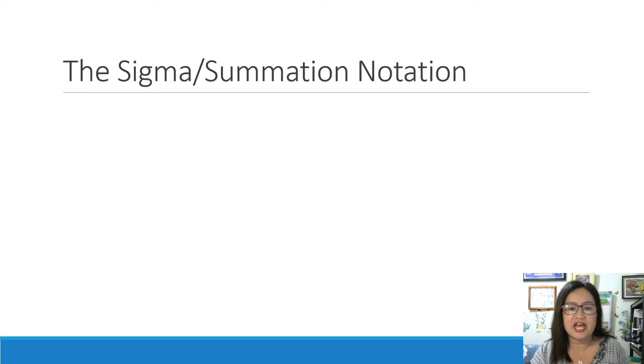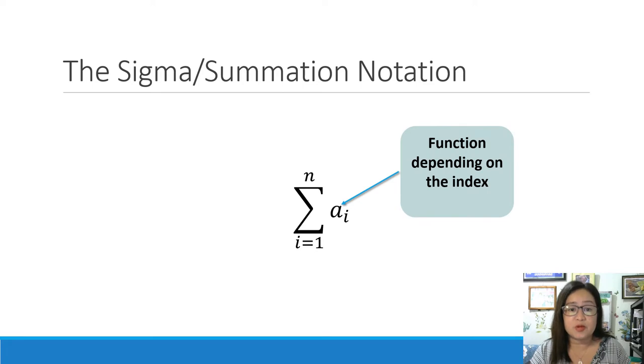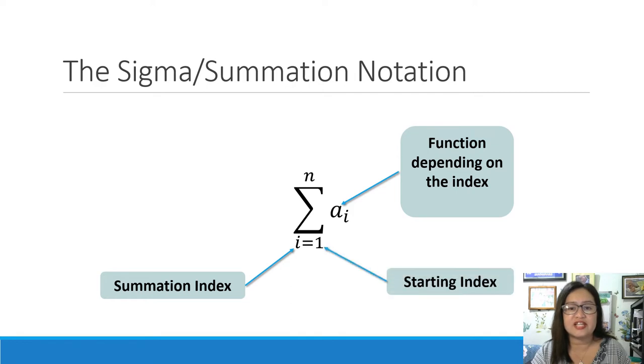Let's take a closer look at sigma notation. We use the Greek letter sigma to indicate a sum of outputs of a function. The expression a sub i indicates the function depending on the index, whereas i is the summation index. Letters such as j and k are also used as summation index. Anyway, there's no restriction about which letter is to be used as summation index. You can even use the initial of your name. The number equated to the summation index is called the starting index. In this example, the starting index is 1.